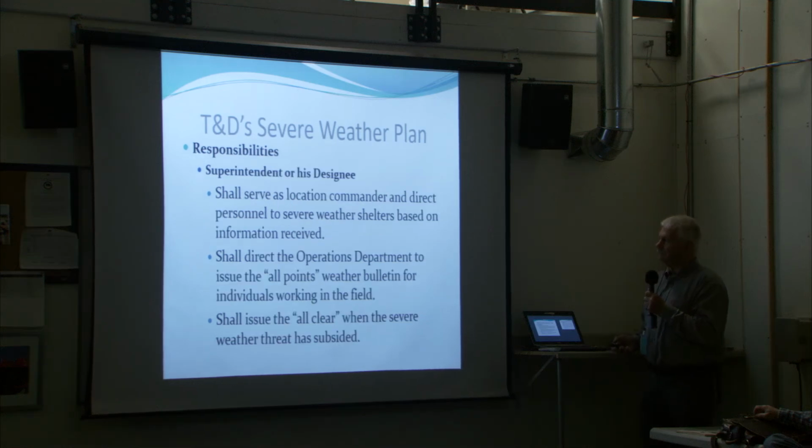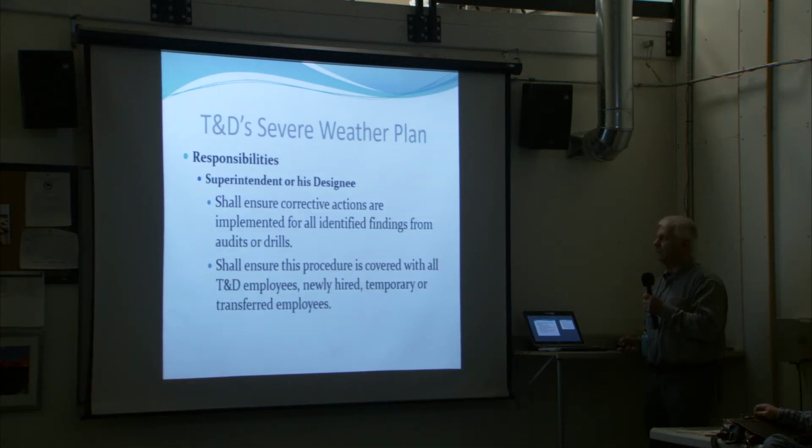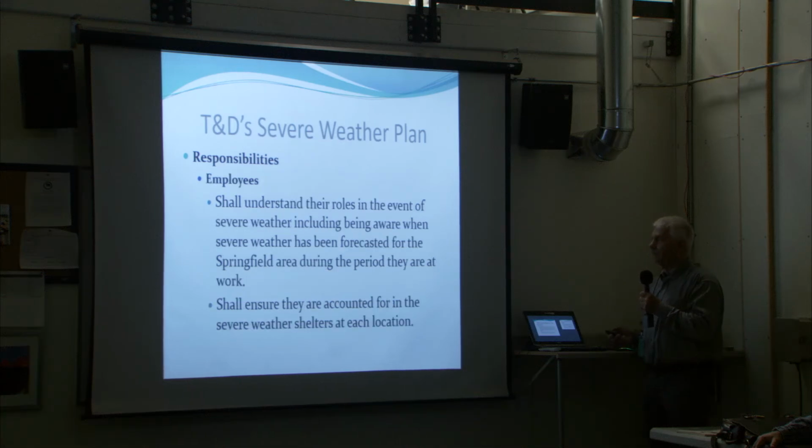The responsibility of the superintendent, again, or his designee, shall serve as location commander and direct personnel to severe weather shelters based on information received. Shall direct the operation department to issue all points weather bulletin for individuals working in the field, and shall issue the all clear when the severe weather threat has subsided. Also, he shall ensure corrective actions are implemented for all identified findings from audits or drills, and shall ensure this procedure is covered with all T&D employees, newly hired, temporary, or transferred employees.